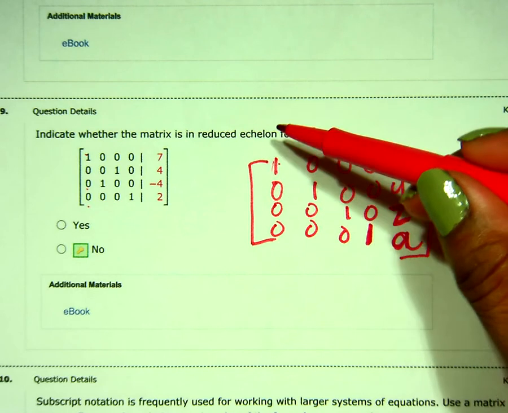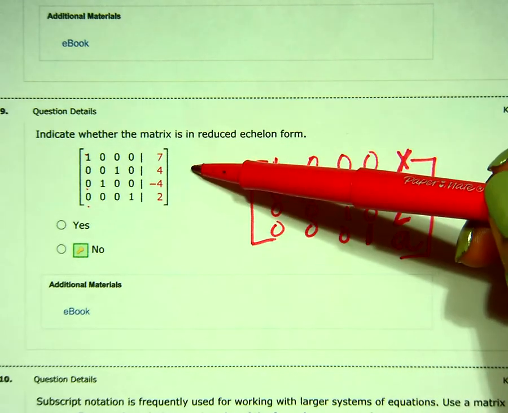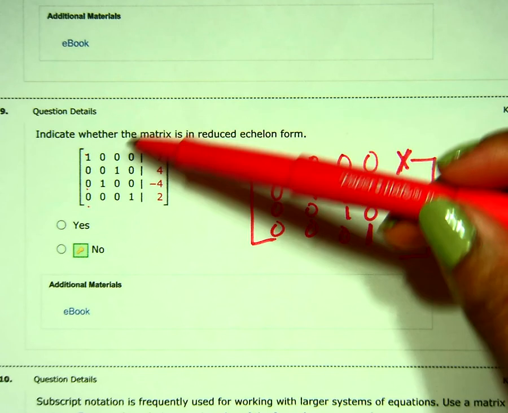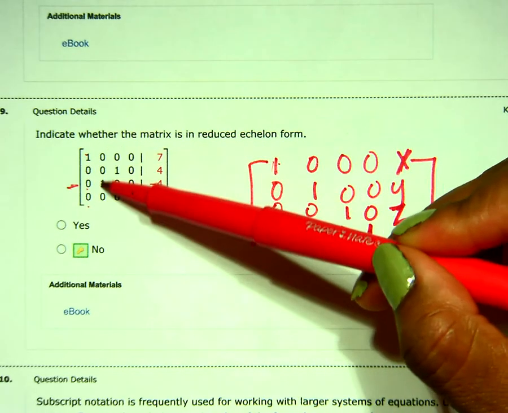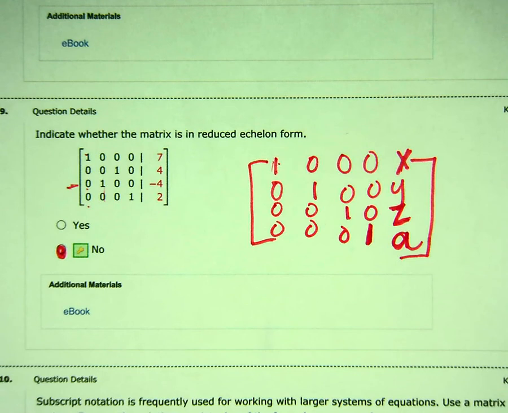So once again, notice how you have a diagonal of 1s. Right here, it looks like they messed up on this column right there. So this is also a no. So ladies, gents, individuals, reduced echelon form.